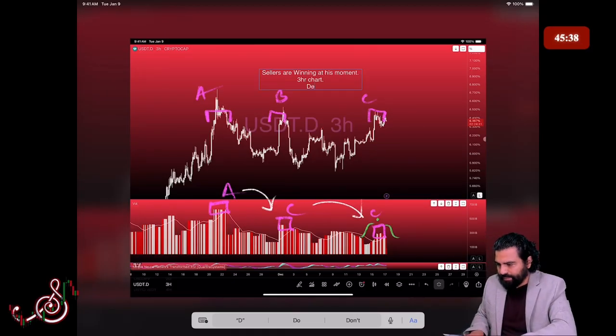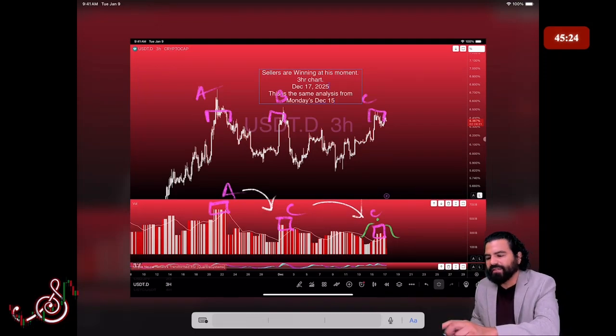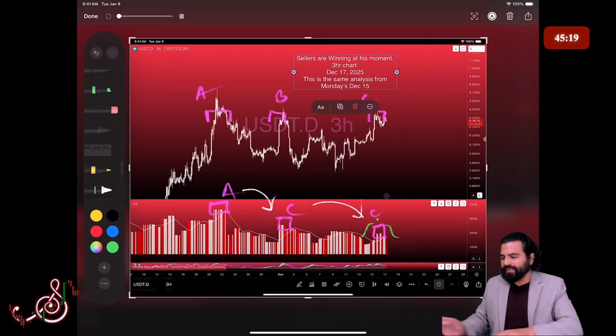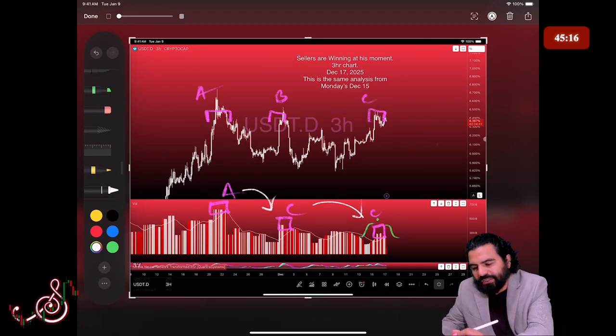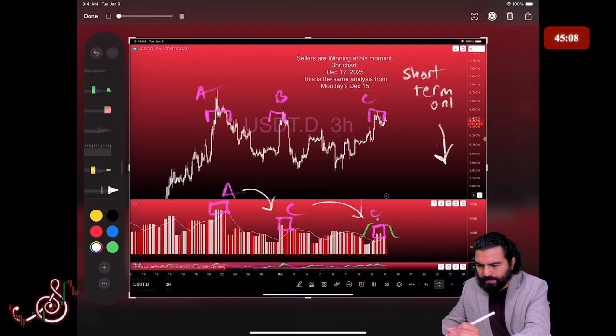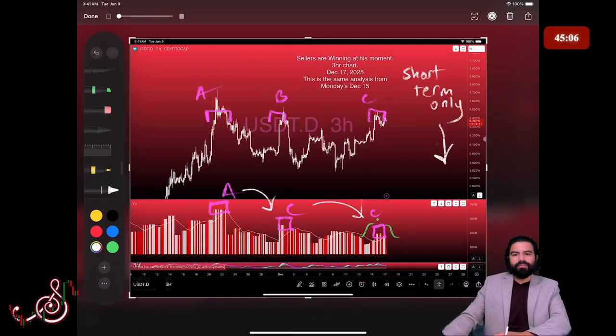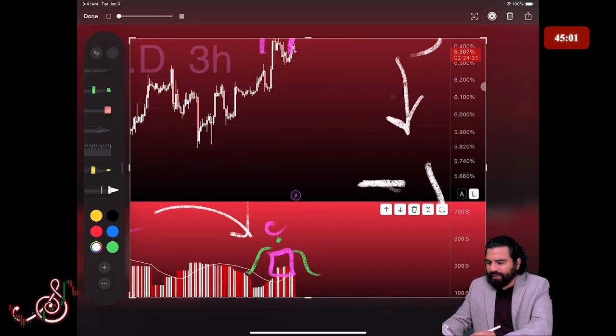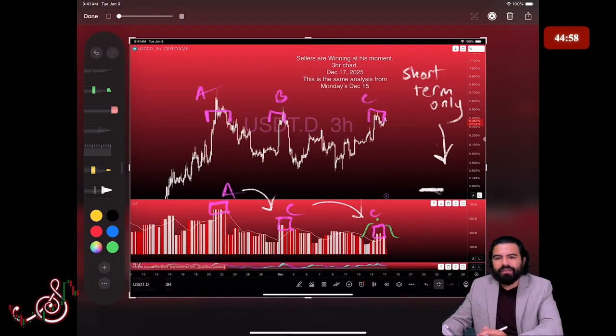December 17th, 2025. So this is the same chart, the same analysis from Monday, December 15th. We already talked about this if you saw that chart. The reason I'm saying this is it creates more probability that we're still going down, short term only. This is why I'm still in the camp where we're getting somewhere down there.